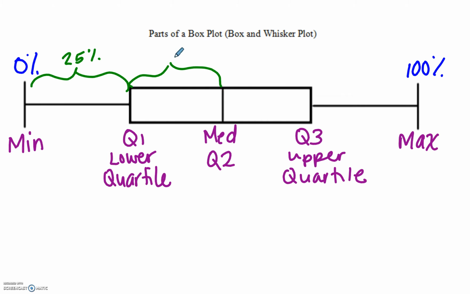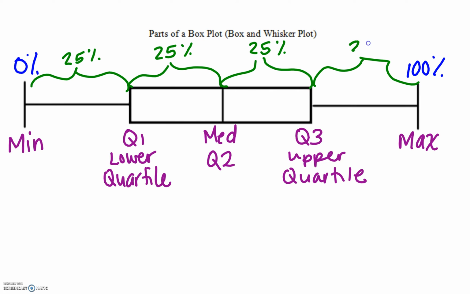From Q1 to median is another 25%. From the median to Q3 is another 25%. And then Q3 to the max is the last 25%. It should make sense that we're breaking them into quartiles. Quart comes from 4.